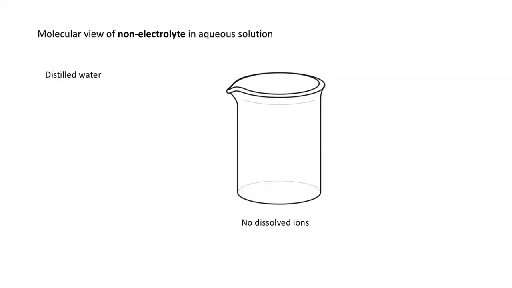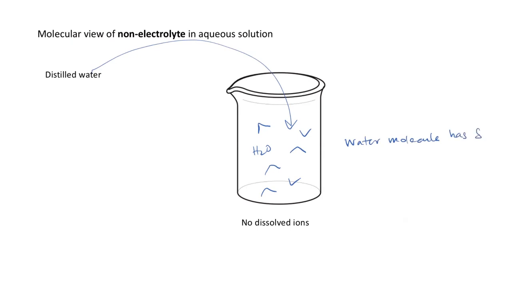And then here's another possibility of a non-electrolyte if you just have water. So if you just have water, H2O in here, water molecules, they are that V shape. So drawing a bunch of those V shapes. The water molecule has partial positive and partial negative, but not any full positive or full negative.